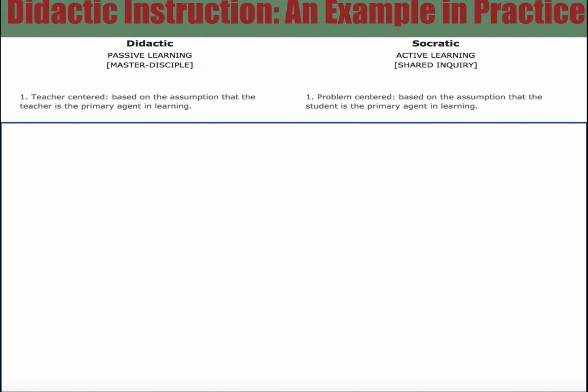So in didactic instruction, it's very teacher-centered. This is based on the idea that the teacher is the primary agent in learning, whereas Socratic is more problem-centered, based on the assumption that the student is the primary agent in learning, because the students are the ones engaging in the conversation and discussion. So take a moment to write that down on your T-chart. Again, you can paraphrase, but make sure you have the concept concrete enough that you can understand it and refer back to it. If you need to, pause the video here to write down your notes.